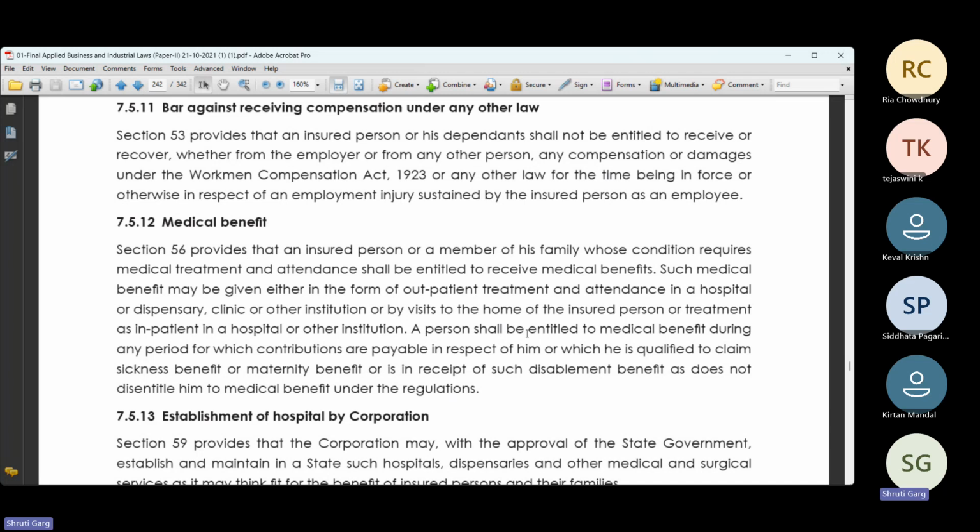A person shall be entitled to the medical benefit during any period for which the contributions are payable in respect of him, or for which he is qualified to claim sickness benefit or maternity benefit, or is in receipt of such disablement benefit as doesn't disentitle him to medical benefit under these regulations.